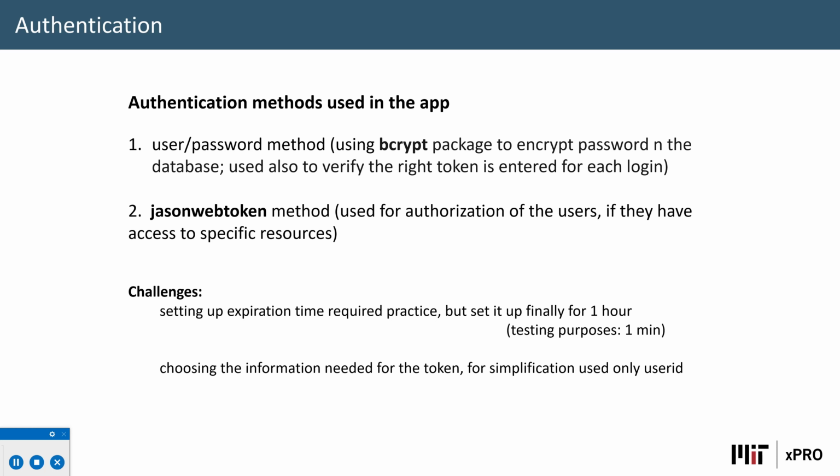The second method was a JSON Web Token, used for authorization of users if they have access to specific resources. Challenges were most important: setting up an expiration time, which required practice, but I set it up finally for 1 hour. For testing purposes, I used 1 minute, and choosing the information needed for the token. But for simplification of the project, I've been using only the user ID.